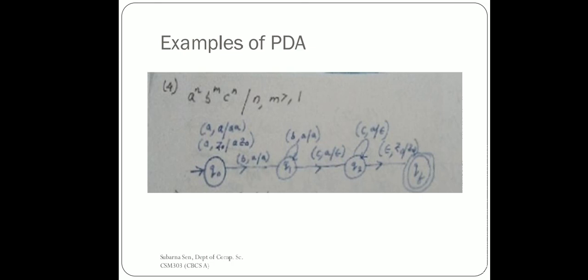When we have seen a single C, we are popping A, that is A/epsilon, meaning we are popping A. With this transition, we have moved to another state. We keep on popping A as many times as C's are visited. Once the stack becomes empty, we will move to the final state. Fine.